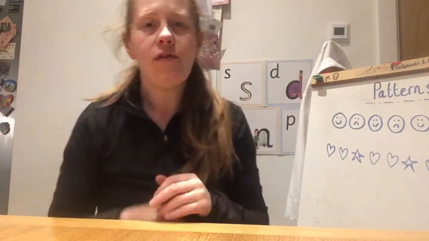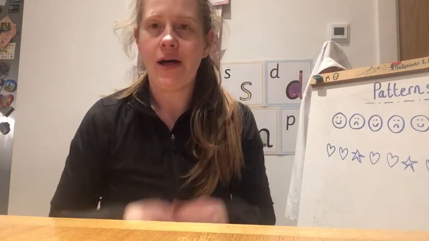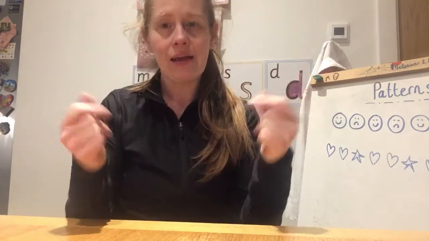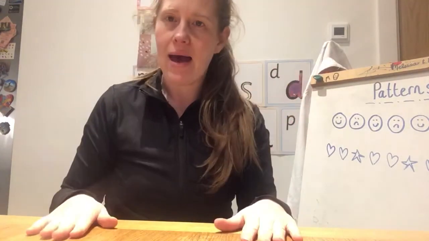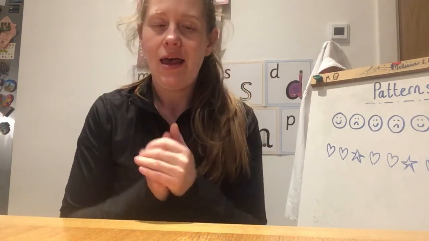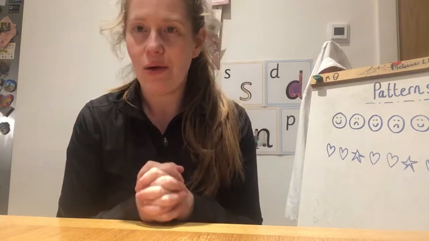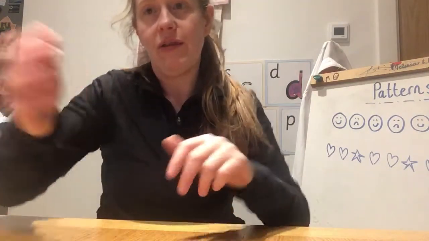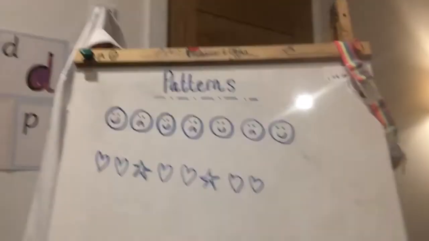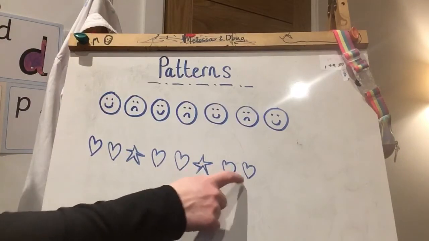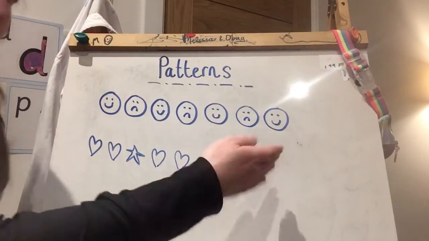So, for instance, if I did like this. So, bang, click, bang, click, bang, click, bang, click. That is a pattern. I'm making a pattern because I'm repeating something and I'm repeating it in the same sequence. Okay, so it doesn't have to be one of one thing, one of another. I've shown you here. It can be heart, heart, star. Heart, heart, star. Heart, heart, what would be next? Star, quite right. Repeated pattern.